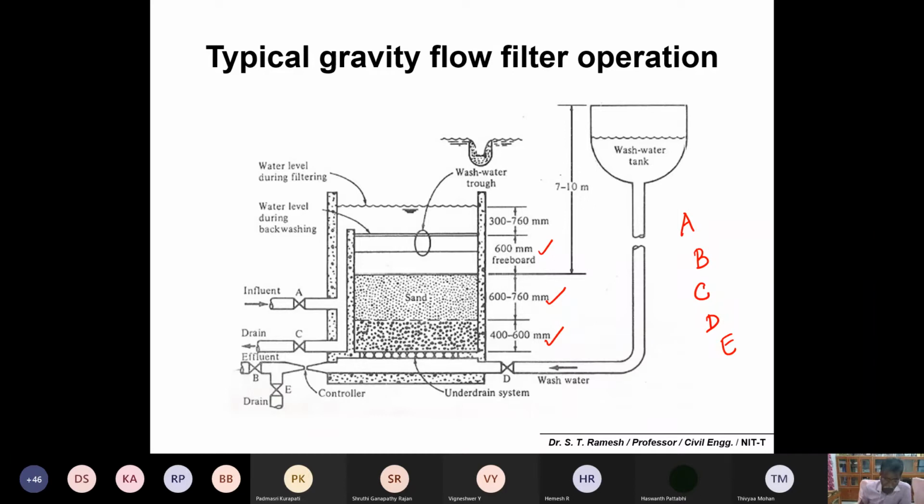Now you have to see how to operate the filter, how to clean the filter, and how to collect the water as effluent. Valve A is here and valve B is here, that is the effluent. Valve C is about here, valve D is here, and valve E is here. Now look into the diagram very carefully.